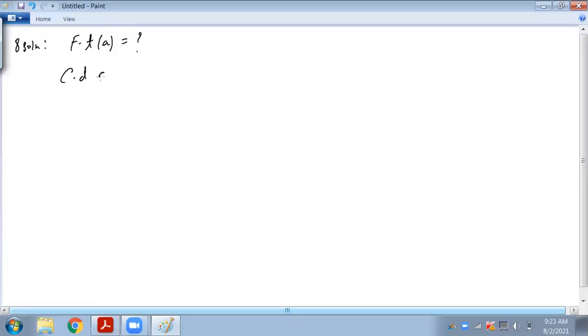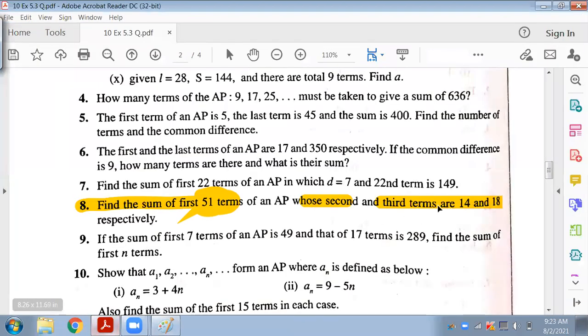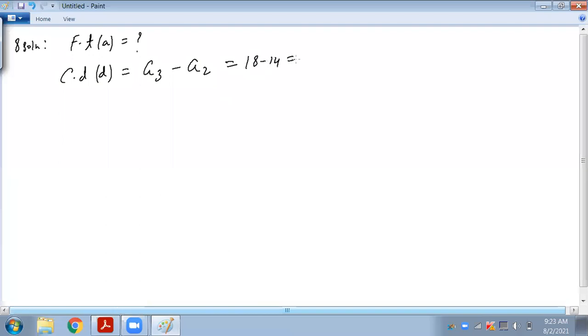Common difference D, what is it? We know the third term and the second term, so we can find the common difference using them. If you take the difference between any two consecutive terms, that is the common difference. So the common difference will be A3 minus A2. A3 is 18 and A2 is 14, so it'll be 18 minus 14, which is 4.